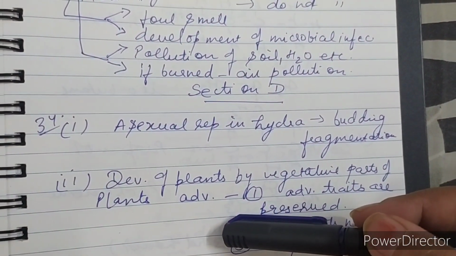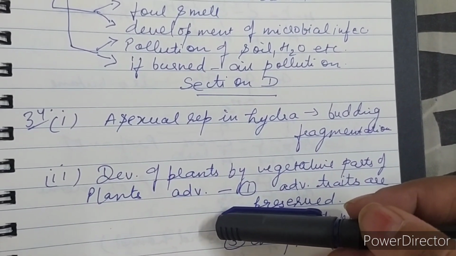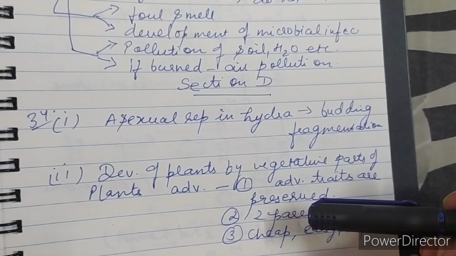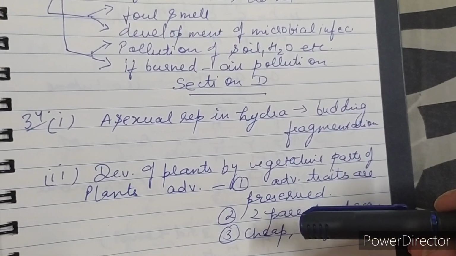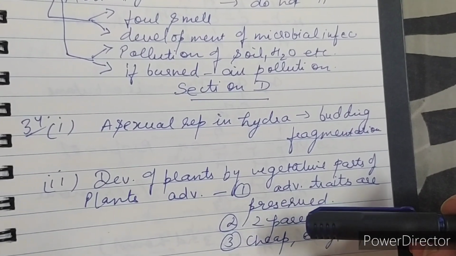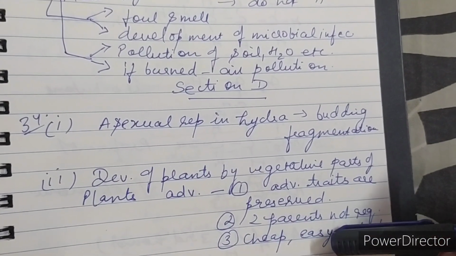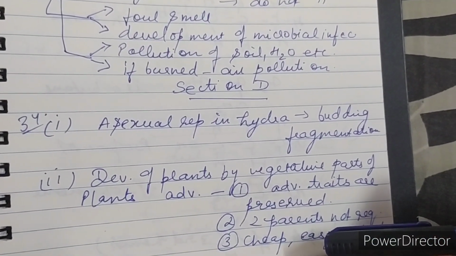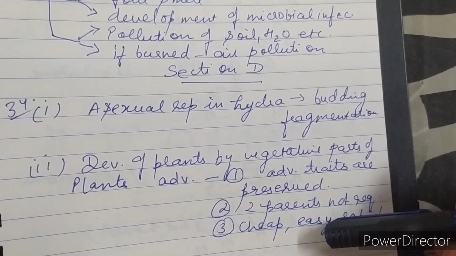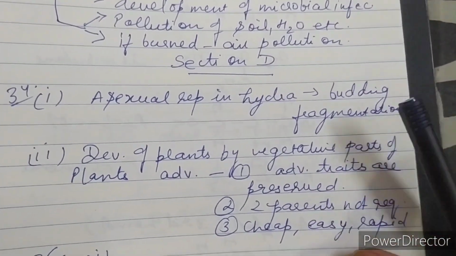Vegetative propagation is the development or cultivation of plants from any vegetative part of the plant, maybe a bud or leaf or a stem cutting. There are many advantages of vegetative propagation. The main ones are that the advantageous traits present in the parent can be preserved because we are using the vegetative parts of the plant. No variation is caused, and two parents are obviously not required because we are only dealing with one plant, and it is a very cheap, easy and rapid process of reproduction or development of plants.